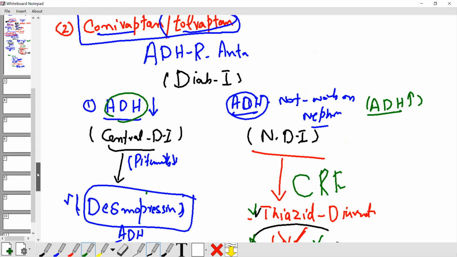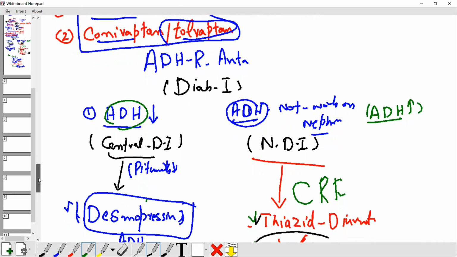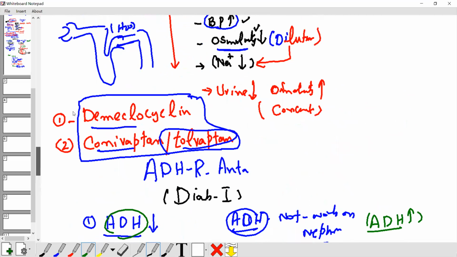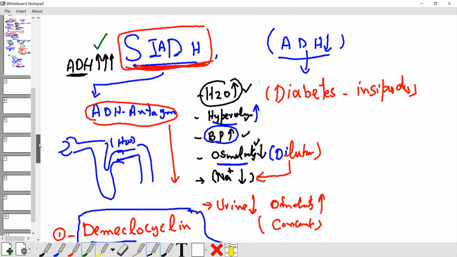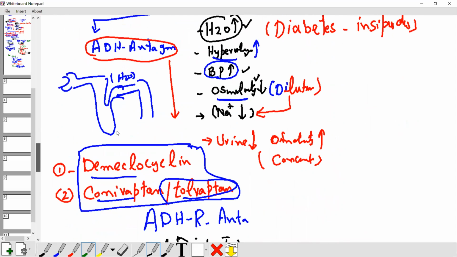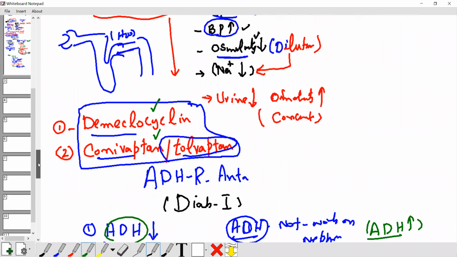Is it clear about ADH? About the ADH hormone. First we finish this SIADH. Okay, a very high level of ADH. For SIADH treatment, we need to give ADH antagonists: demeclocycline, conivaptan and tolvaptan. Okay, you can see the difference here.